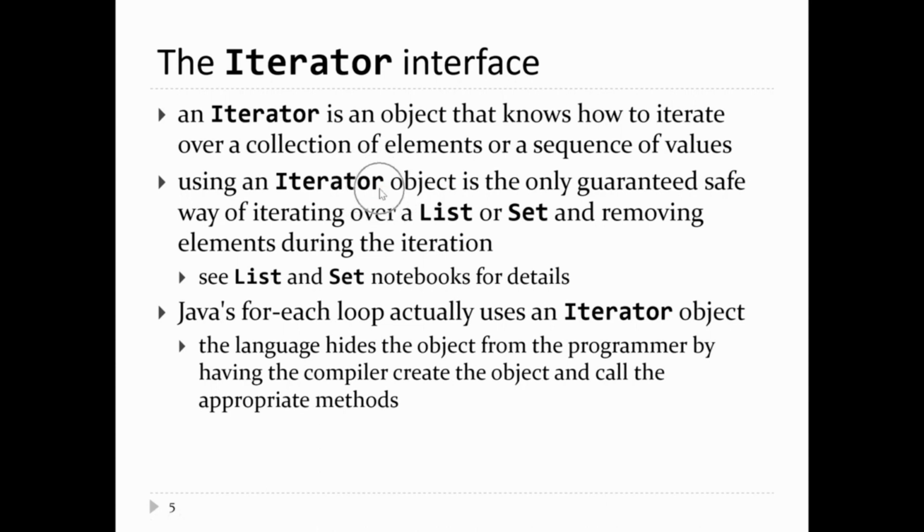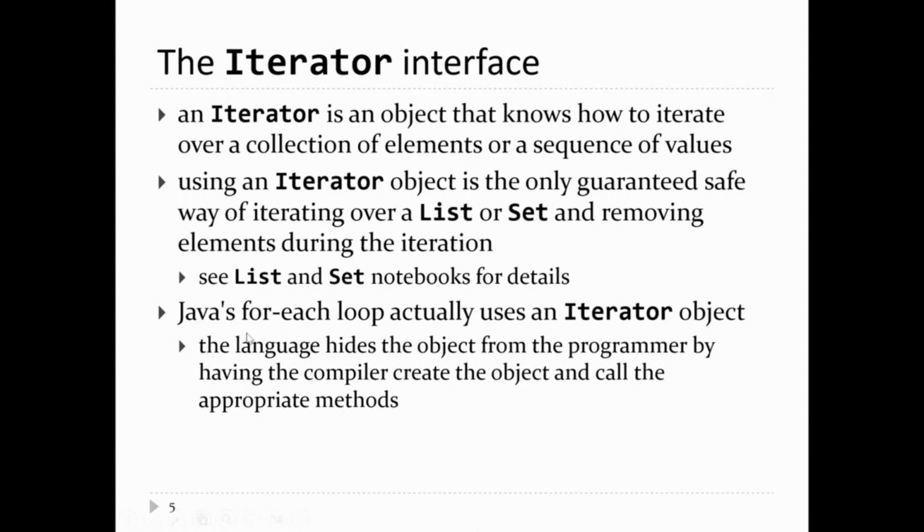Right. So using an iterator object, it turns out it's the only safe way to iterate over a list or set or a map and remove stuff from the list or set or map. We don't actually talk about that in the course, but if you want to, you can look this up in the notebooks, and it shows you how to use an iterator to remove stuff from a collection as you're iterating over the collection.